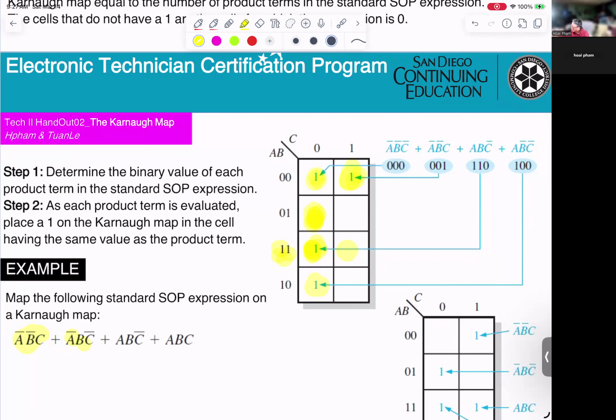However, now you can see this will be A not, B not, C not here. Next one, A not, B not, C. That's here. Next one, A, B, C not. And the next one, A, not B, not C.